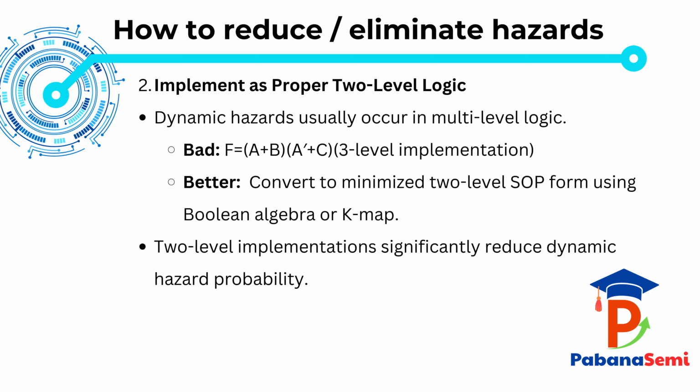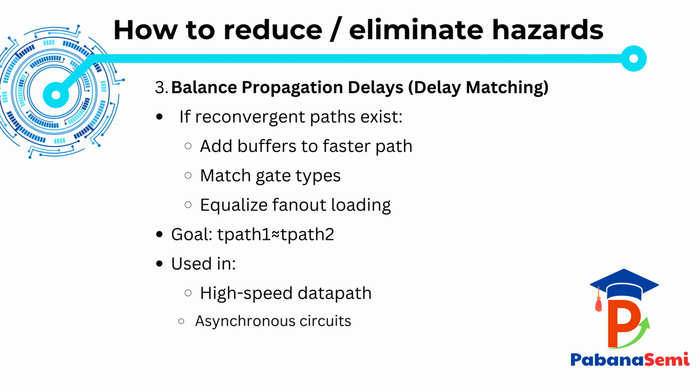So the key idea is, the deeper the logic, the higher the hazard risk. Keeping logic in clean 2-level form improves timing behavior and stability. Now let's discuss the third method to reduce hazards, balancing propagation delays, also called delay matching. Hazards often occur when reconvergent paths exist. That means a signal splits into 2 or more branches and later recombines. If one path is faster than the other, the output may briefly evaluate incorrectly.